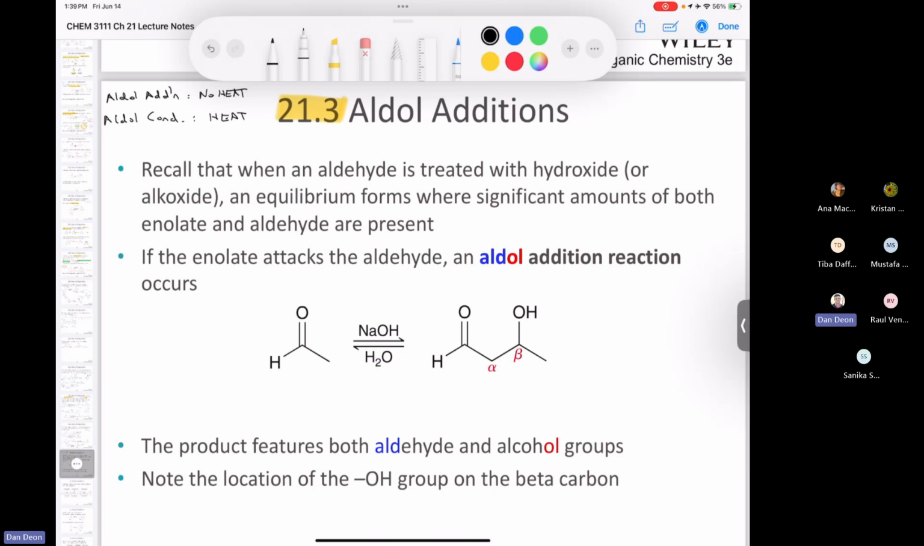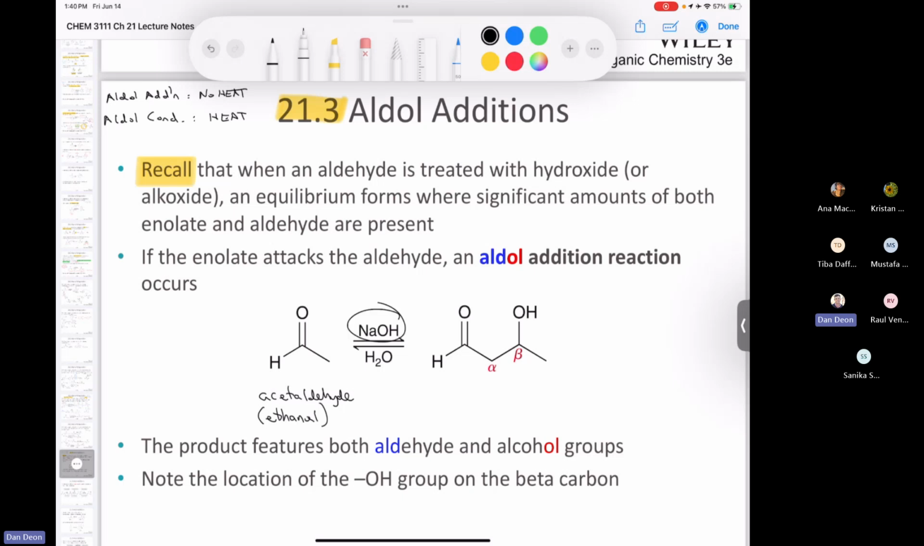It says, recall from last lecture that when an aldehyde is treated with an alkoxide like sodium hydroxide, methoxide, ethoxide, an equilibrium forms where significant amounts of both the enolate and the aldehyde are present. So what that means is if you had this aldehyde here, this is the second simplest possible aldehyde. The first one would be formaldehyde, but that has no enolizable protons. But this is acetaldehyde, or you could call it ethanal, either one is fine.